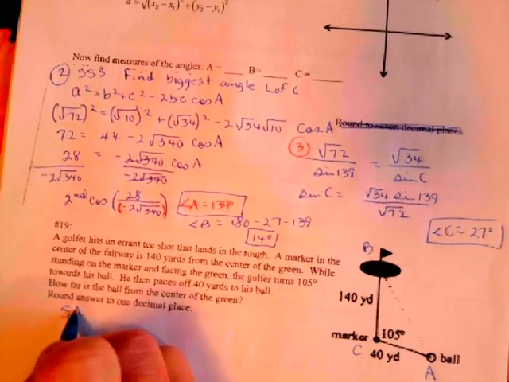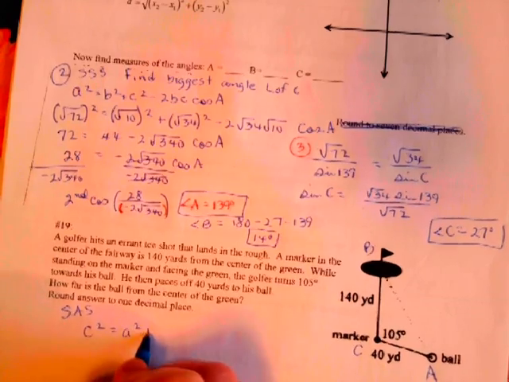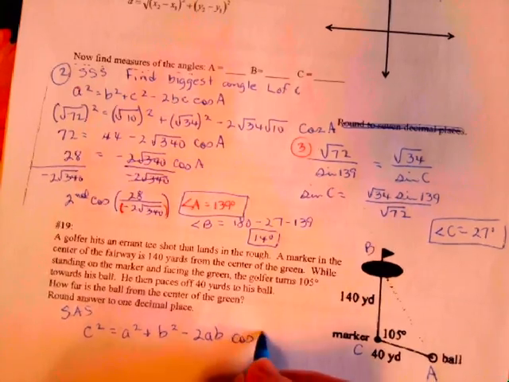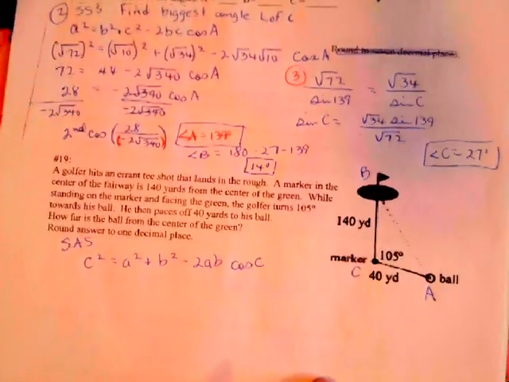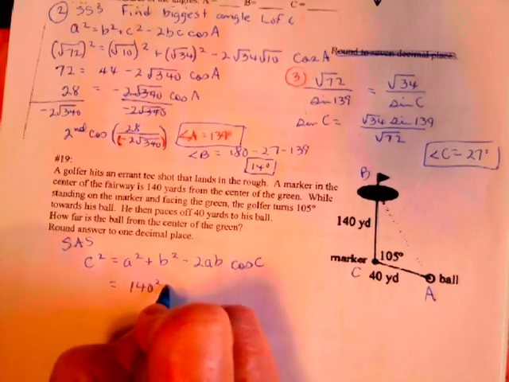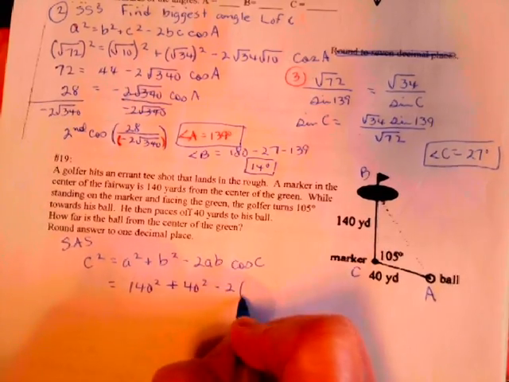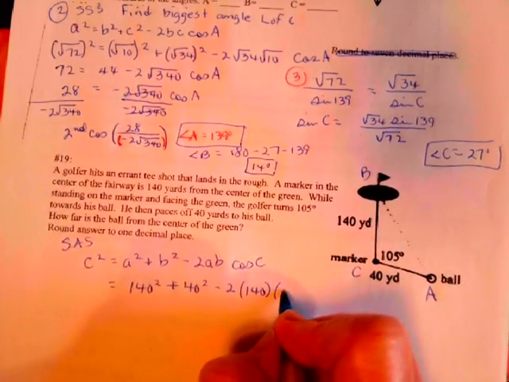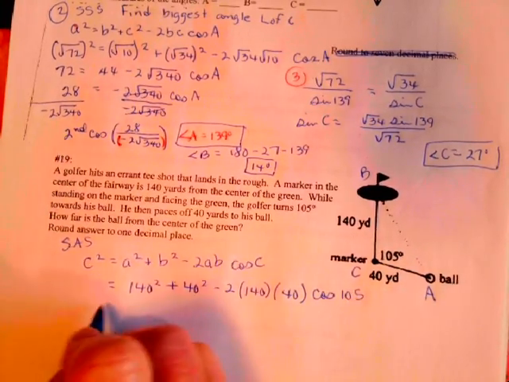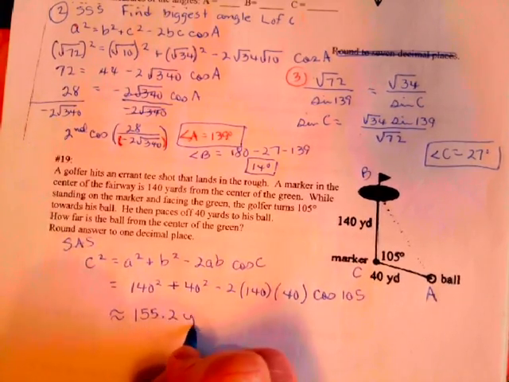We have a side angle side triangle. C squared equals A squared plus B squared minus 2AB times the cosine of C. This one's going to fall in pretty good. That's 140 squared plus 40 squared minus 2 times 140 times 40 times the cosine of 105. Put all that in your calculator and you got approximately 155.2 yards.